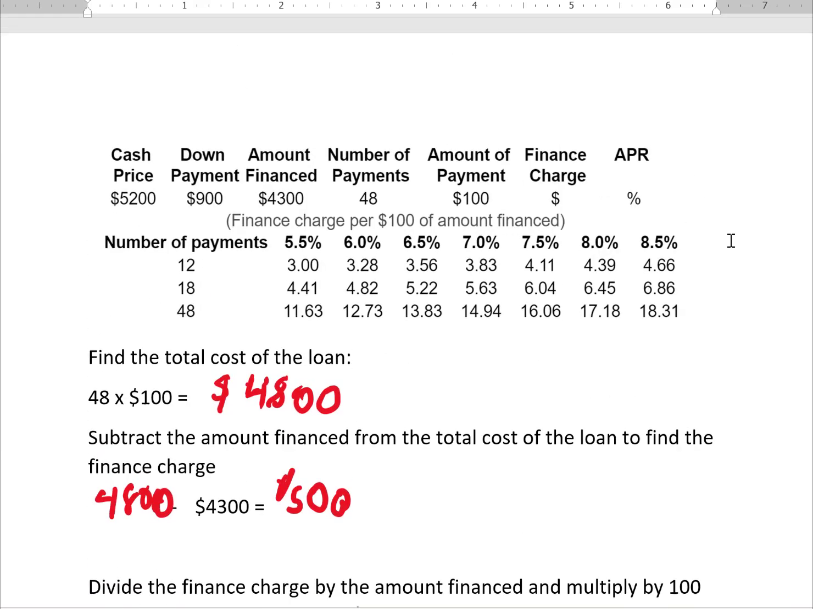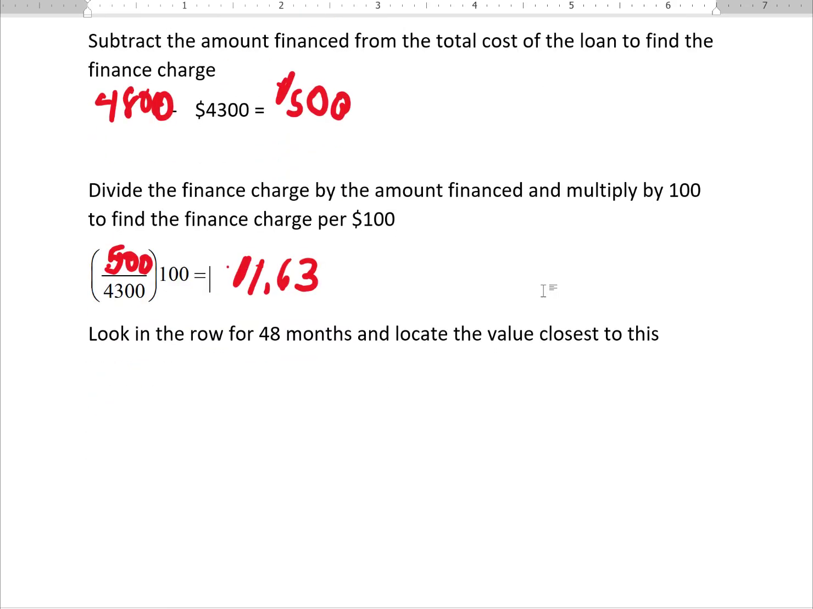And if I go back up to the table, we know that we had 48 payments. And so we're going to look across this row and find the entry that's closest to that number I just calculated, which is in the 5.5% column. So the interest rate on this loan was 5.5%.